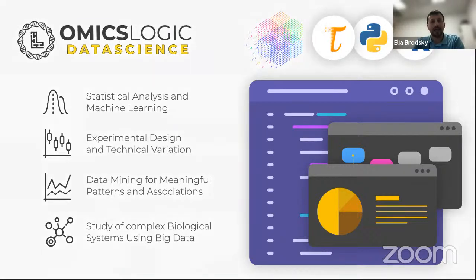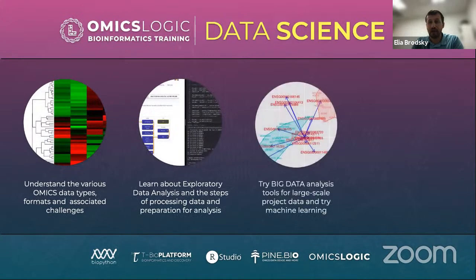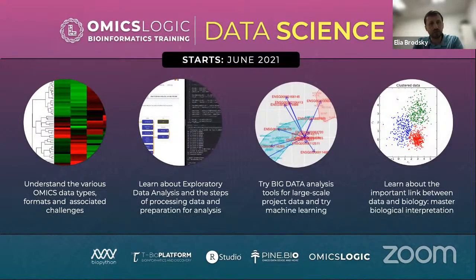So the goal of this data science program is to really introduce the participants to various types of omics data, including different technical formats, data types and file formats, and what the specific challenges are to translate those raw data formats to structured data formats, to learn about exploratory data analysis and the steps of processing data in preparation for downstream analysis. So how to actually use the information that is structured and prepared, and what kinds of considerations we should have before we start the analysis itself.